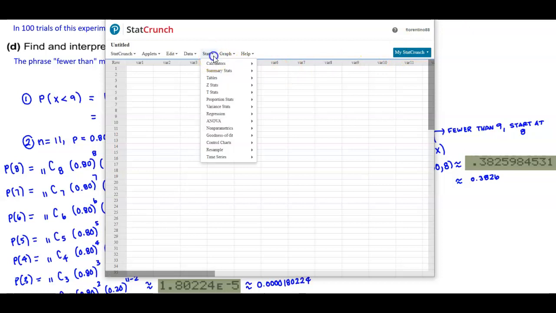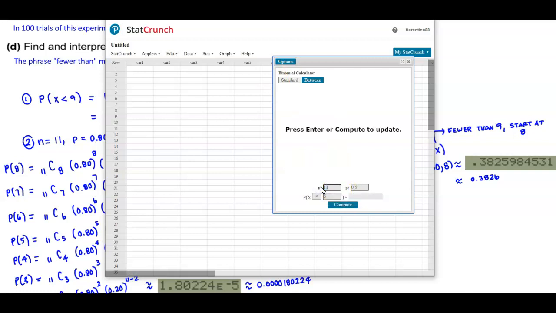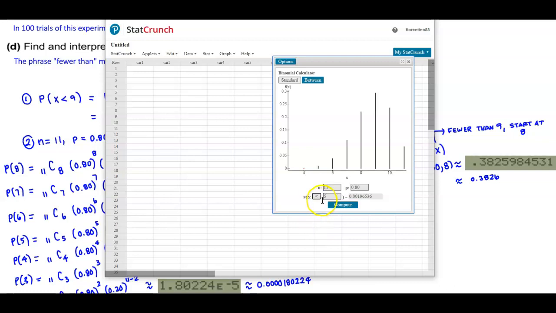Okay, we're going to go to Stat, Calculator, and go to Binomial. We know that our number of trials is 11. We know that our probability is 0.80. And we know it's got to be less than. So we're going to use less than 9.